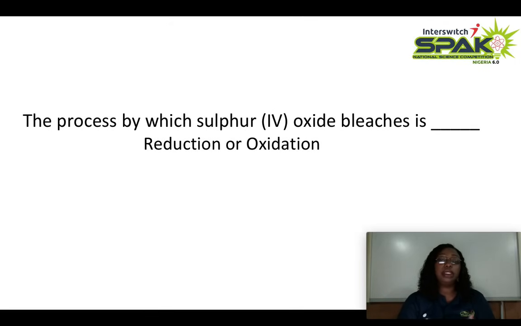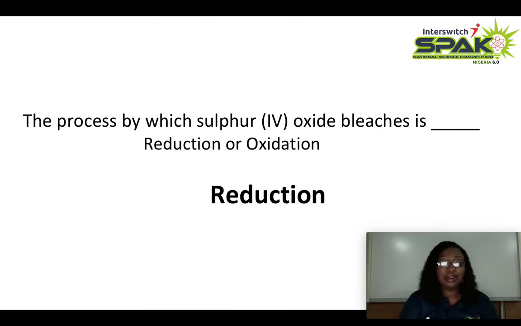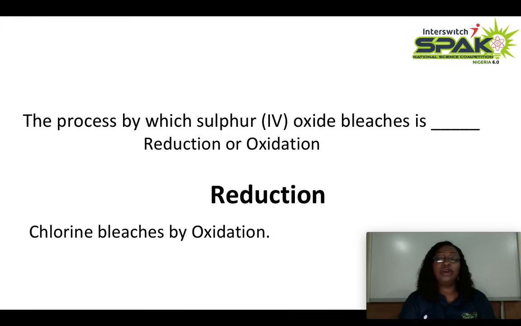The process by which sulfur IV oxide bleaches is dash, reduction or oxidation. Sulfur IV oxide is a bleaching agent, and what process is it undergoing when it bleaches? Is it reduction or oxidation? The answer is reduction. So when sulfur IV oxide bleaches, its bleaching action is undergoing reduction, and when chlorine bleaches, it bleaches by oxidation.